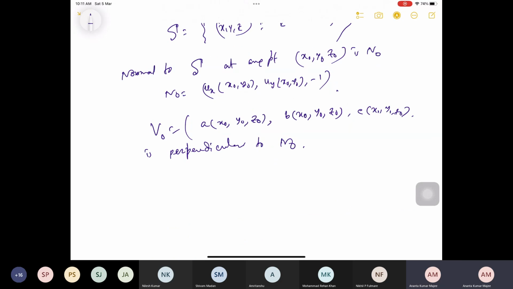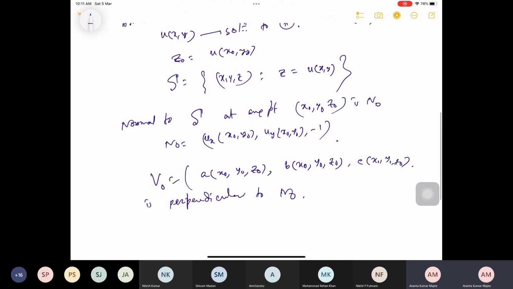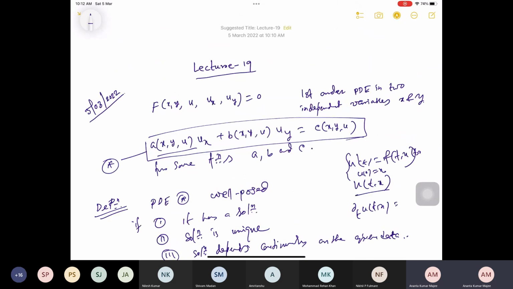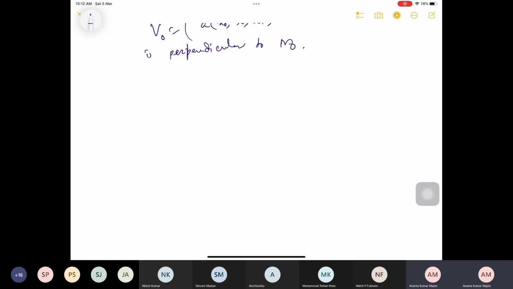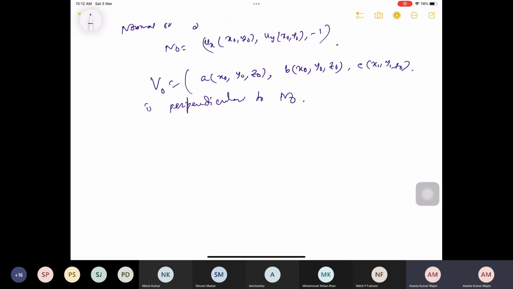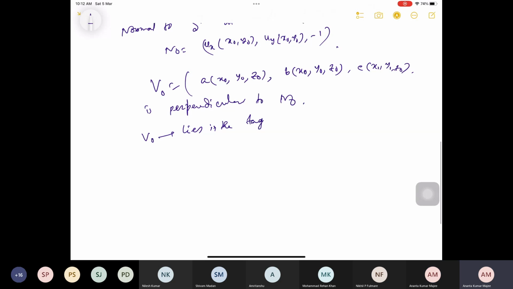So now, since (a, b, c) satisfy your given PDE, which is my star, from here I can say that if you look at the tangent plane to the surface S at any point, say (x0, y0, z0), then V0, which is perpendicular to N0, and hence V0 lies in the tangent plane to the surface S. Is it not?